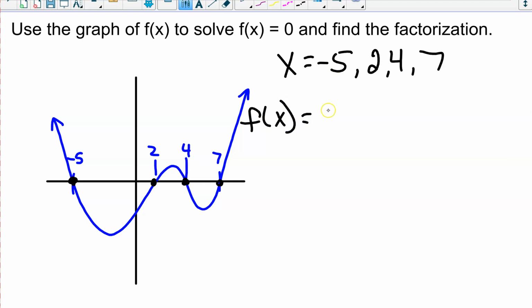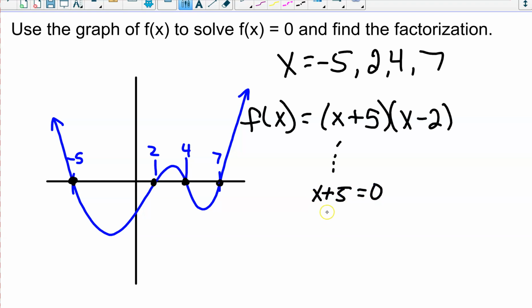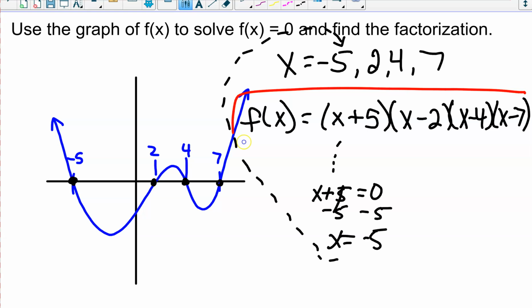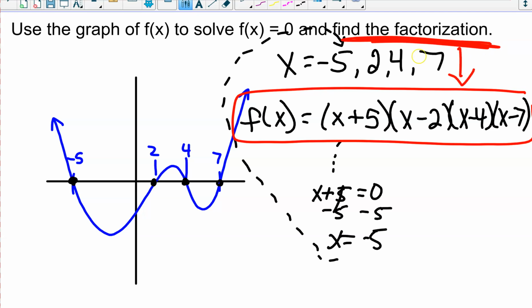So if the solution was x equals -5, the factor it came from must have been x plus 5. If the solution was 2, the factor it came from must have been x minus 2. Just so you remember how we did that. To find the solution, we subtracted 5 from both sides. So x equals -5. And that comes right up there. And then this would be x minus 4 and x minus 7. So your final answer would be f of x equals 0 and find the factorization, which we did right there.